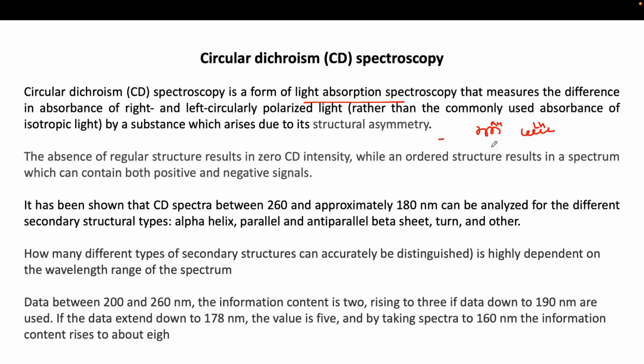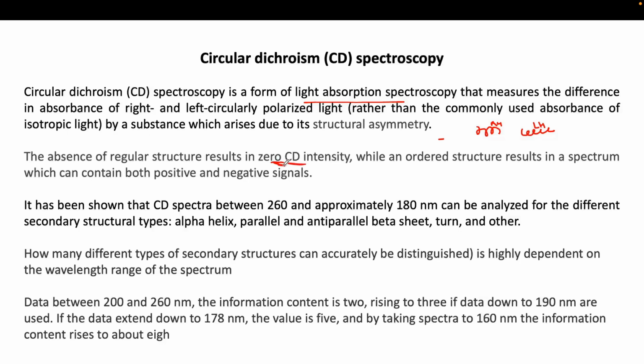So it depends on the chirality, or on the substance's asymmetrical nature. The absence of regular structure results in zero CD intensity, while an ordered structure results in a spectrum which can contain both positive and negative signals. So if there is no regular structure, suppose there is symmetry, there is no chirality, then the CD intensity you will get is zero.